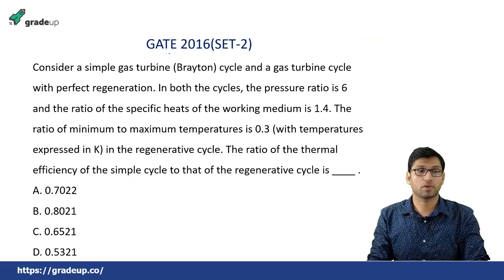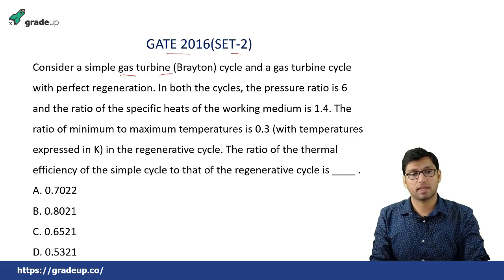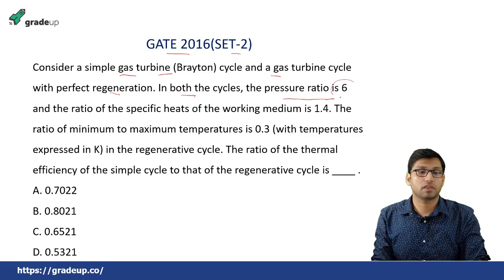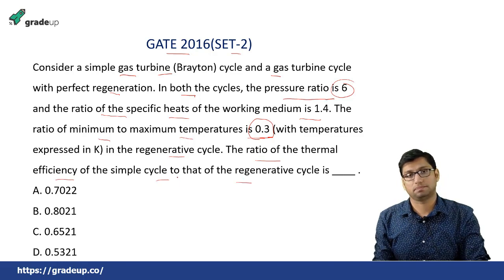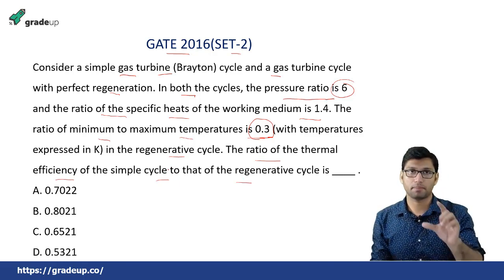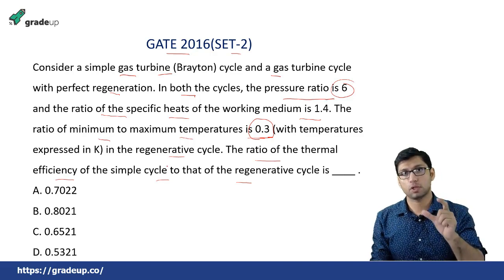The next question is again from GATE 2016 set 2. In this question it is given that there is a simple gas turbine Brayton cycle and a gas turbine cycle with regeneration. In both cycles the pressure ratio is 6 and the ratio of specific heats of the working medium is 1.4. The ratio of minimum to maximum temperature is also given as 0.3. In the regenerative cycle, the ratio of thermal efficiency of the simple cycle to the regenerative cycle is asked. So you have to find the ratio of the simple Brayton efficiency to the efficiency with regeneration.